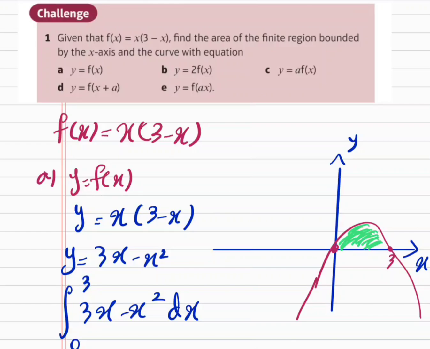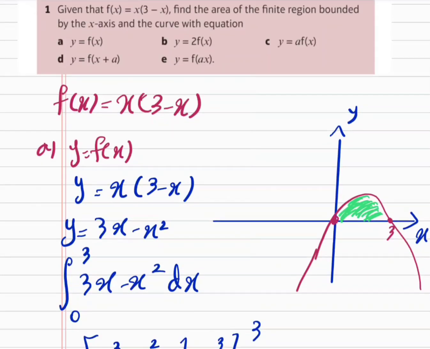Now, in this question, we want to do part D. So we want to find the area when there is a translation on the x-axis. Basically, x plus a is just a horizontal translation. So we want to see what happens. I can tell you right now that the area basically stays the same because there is only a horizontal translation, so it doesn't affect the area. So the answer is still 9 over 2.